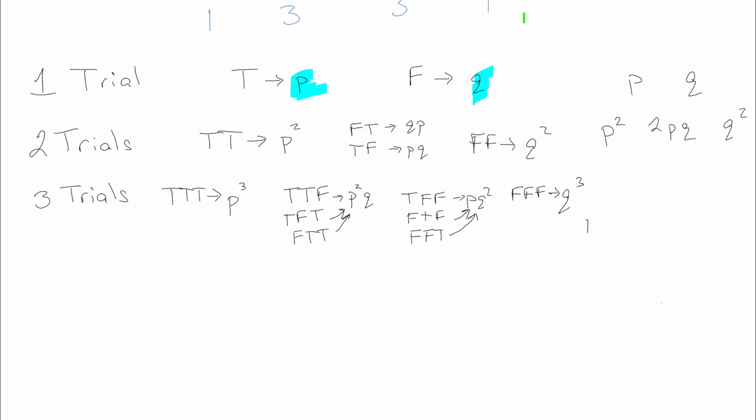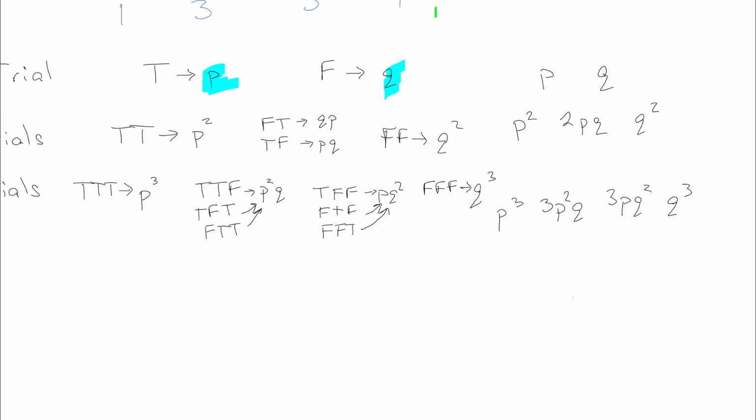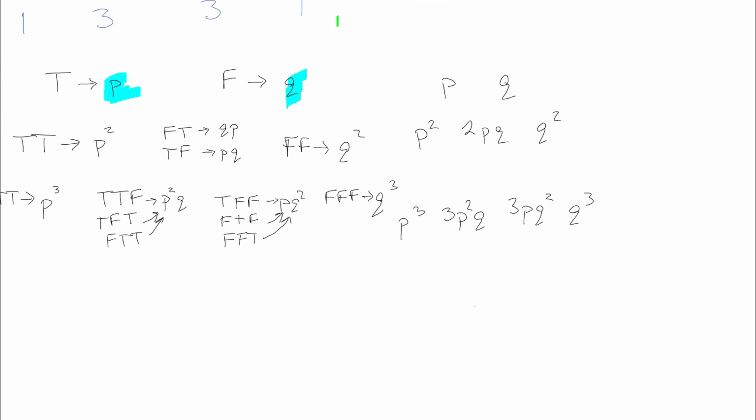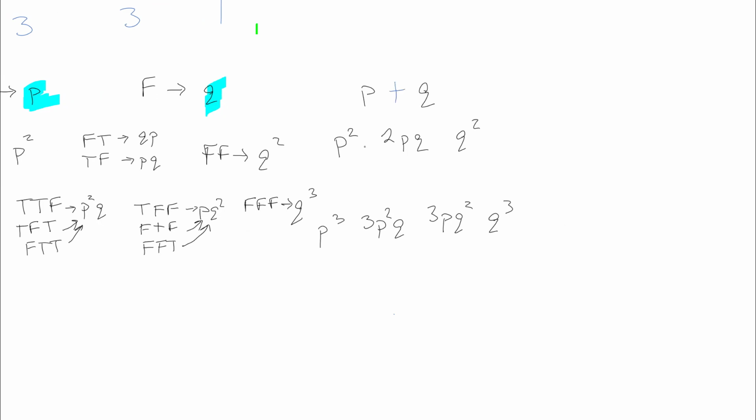And here I have P cubed, 3P squared Q, and 3PQ squared, and Q cubed. As you're looking at this, there should be a part of your brain that goes, well, if I just put a plus sign here, what do you see? That's your binomial theorem again. That would be P plus Q to the first. This would be P plus Q squared, and this would be P plus Q cubed.